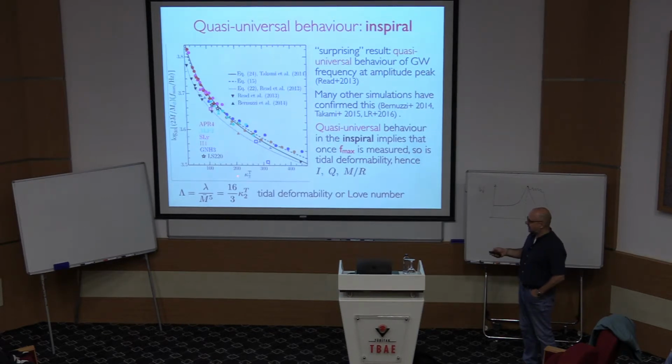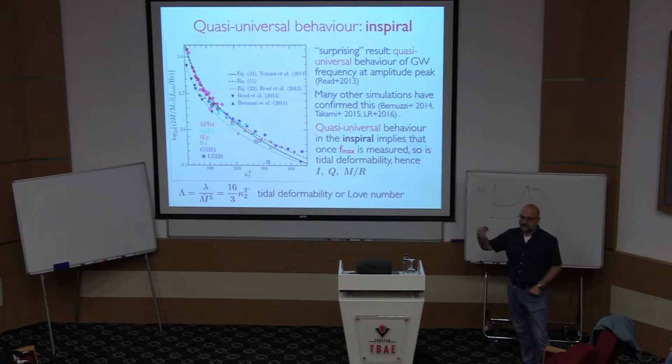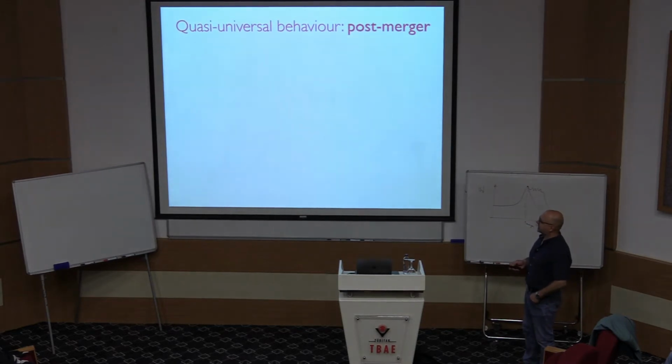And if you have a measure of the tidal deformability, you have a measure of the moment of inertia, quadrupole moment, or mass ratio, and so on. So this is the way gravitational wave spectroscopy can work. You measure something, and immediately through a universal relation, you find out properties of the star.